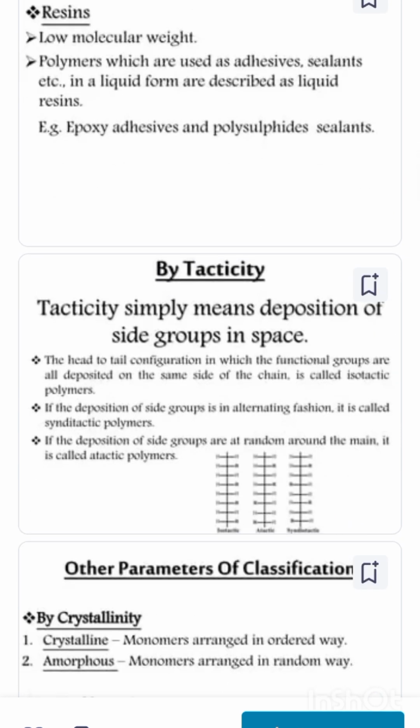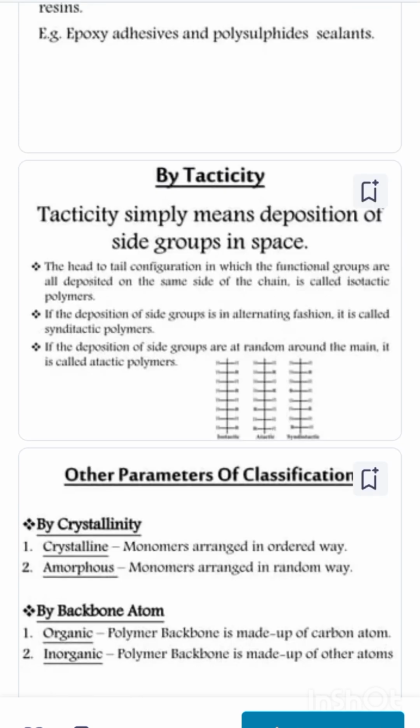By tacticity. Tacticity simply means the disposition of side groups in space. The head to tail configuration in which the functional groups are all deposited on the same side of the chain is called isotactic polymers.